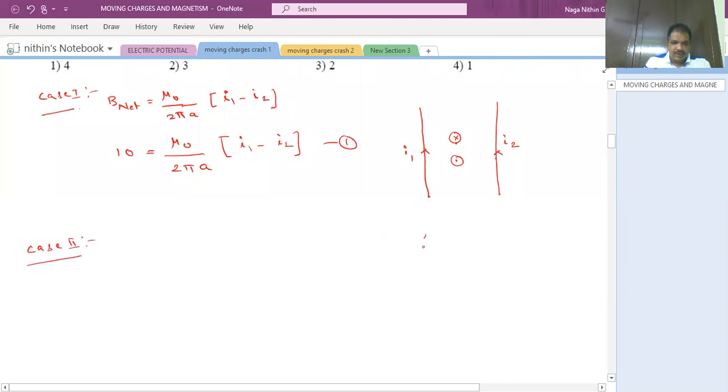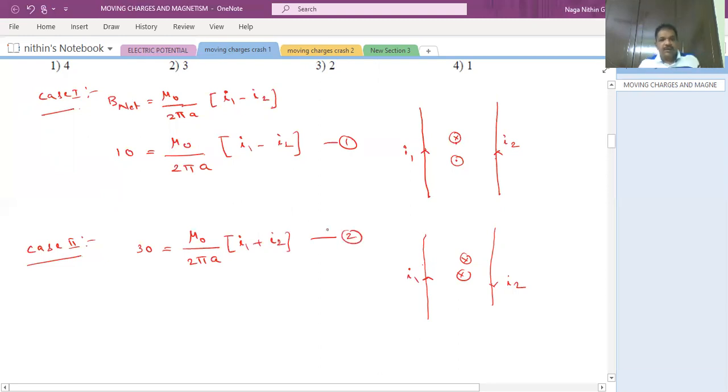Here the current is like this. This current is reversed. Then it will create a cross field. This will also create a cross field. They gave that it is 30 millitesla. Mu naught by 2 pi a into I1 plus I2. Okay, 1 by 2, if you do.